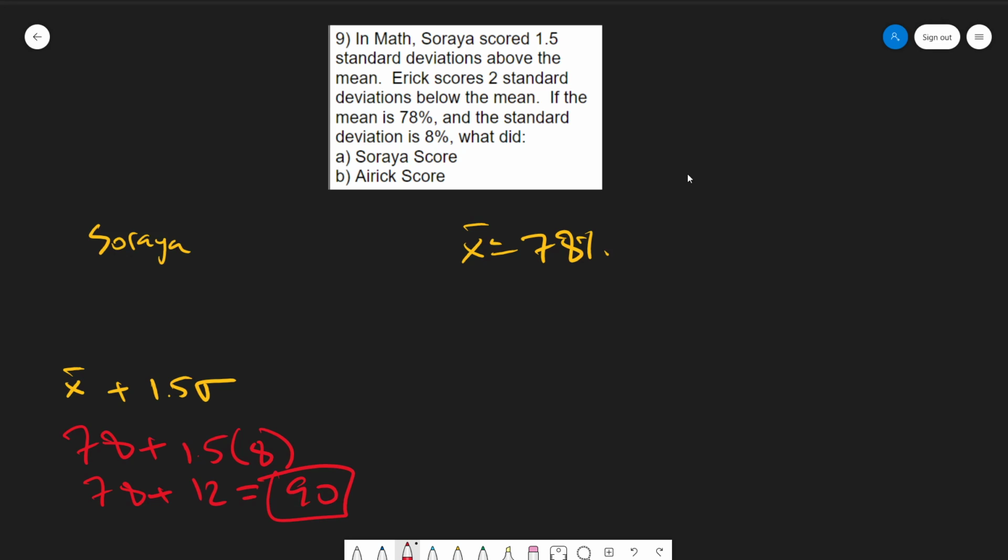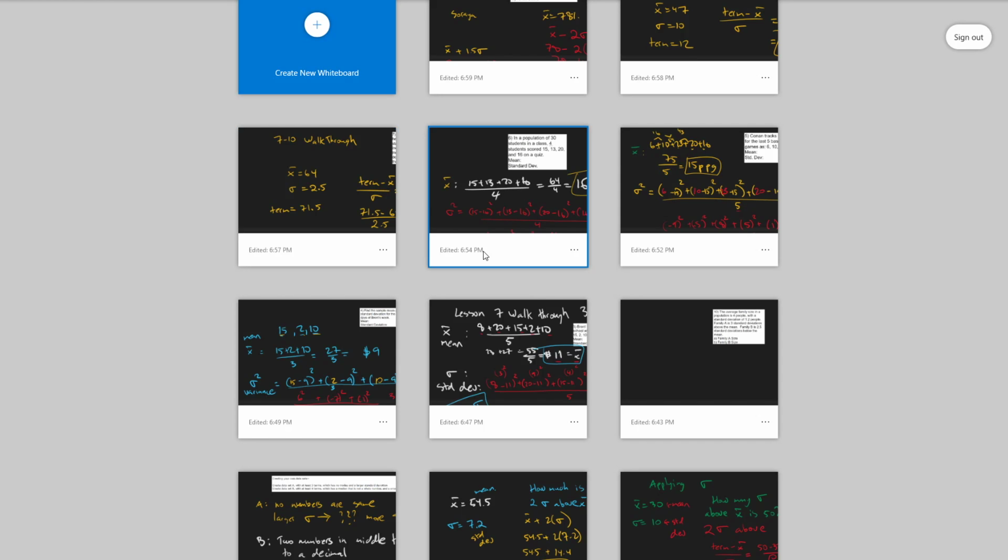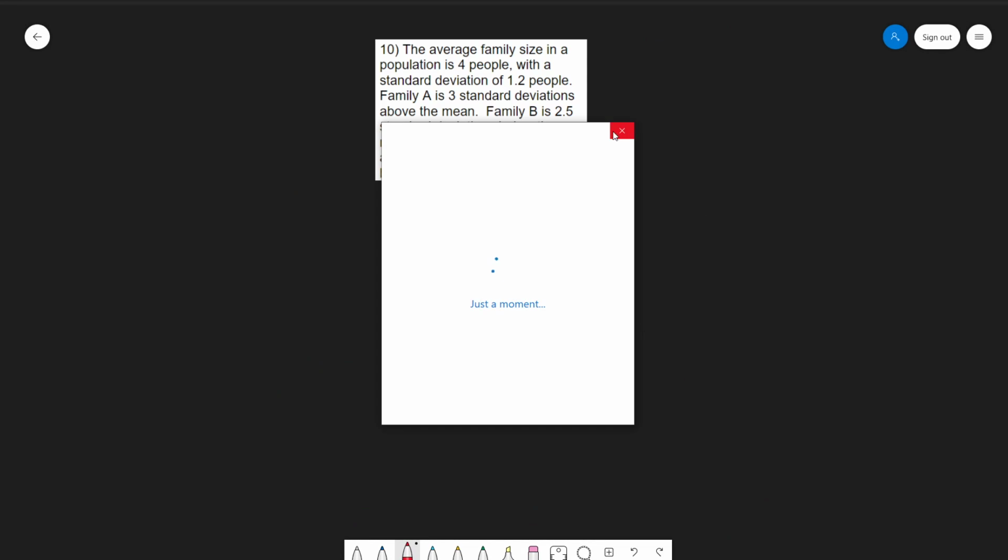Eric, on the other hand, scored 2 standard deviations below the mean. So he's going to be down 2 standard deviations. 78 minus 2 times 8. 78 minus 16 gives me a 62. So this is similar to 7 and 8. And then let's look at number 10.